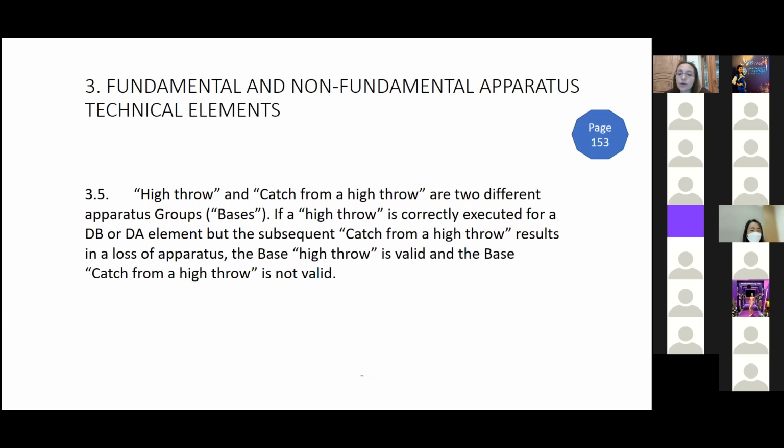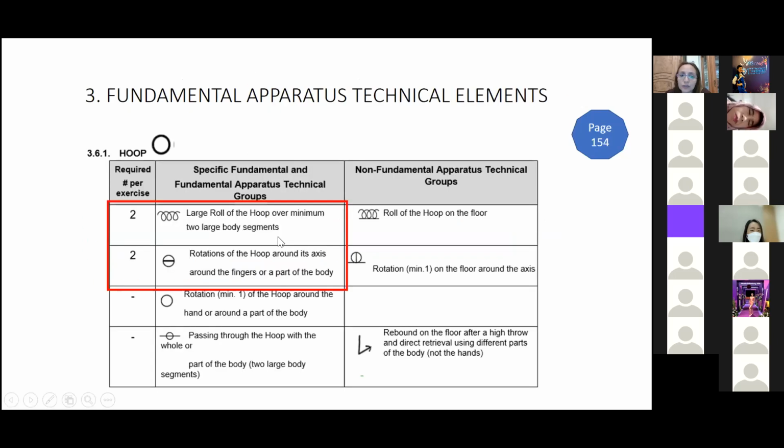High throw and catch from a high throw are 2 different apparatus groups. So if a high throw is correctly executed for a DB or a DA, DA here we mean collaborations, but it's a general term, difficulty of apparatus, but the subsequent catch from a high throw results in a loss of apparatus, the base high throw is valid, and the base catch from a high throw is not valid. Same principle like an individual.